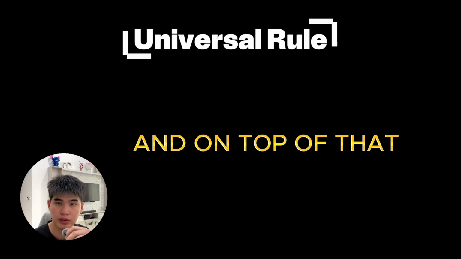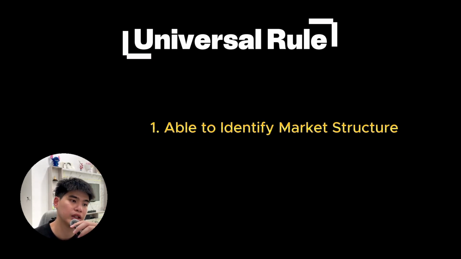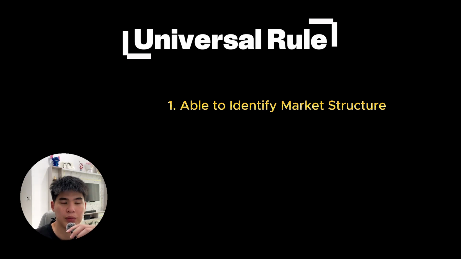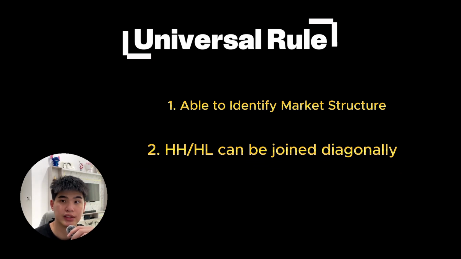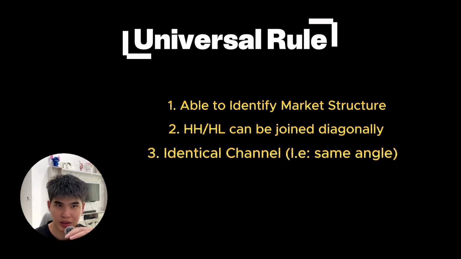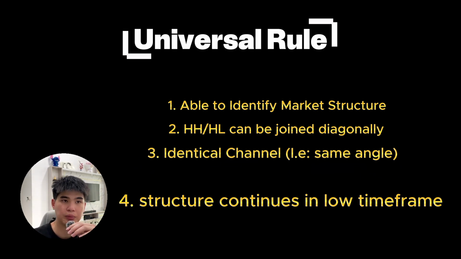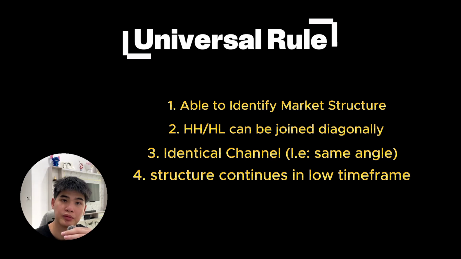On top of that, there are a few things that you need to remember as well. Number one, you must be able to identify your market structure, which means that there's a new higher high, higher low, or maybe lower high, lower lows. Number two, the higher highs or higher lows are able to join in a line, and it is a zone, not just a straight line. Number three, the channel itself must look identical, not something that's not equal. Number four, you can see that price is continuing to create new structure, higher highs, higher lows in a smaller time frame, in M5 or M15 for example.